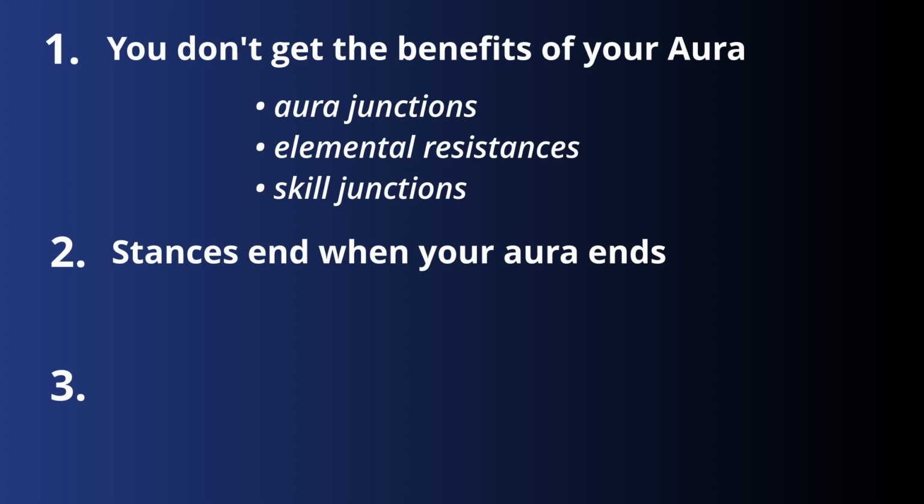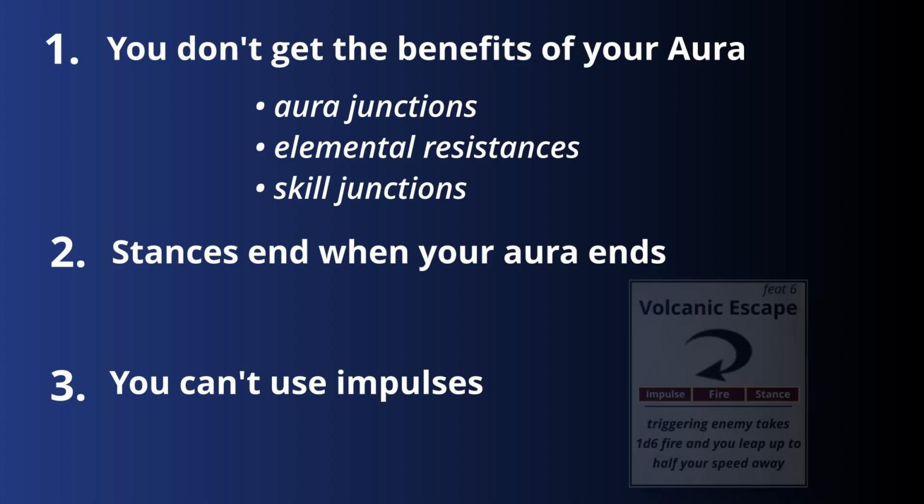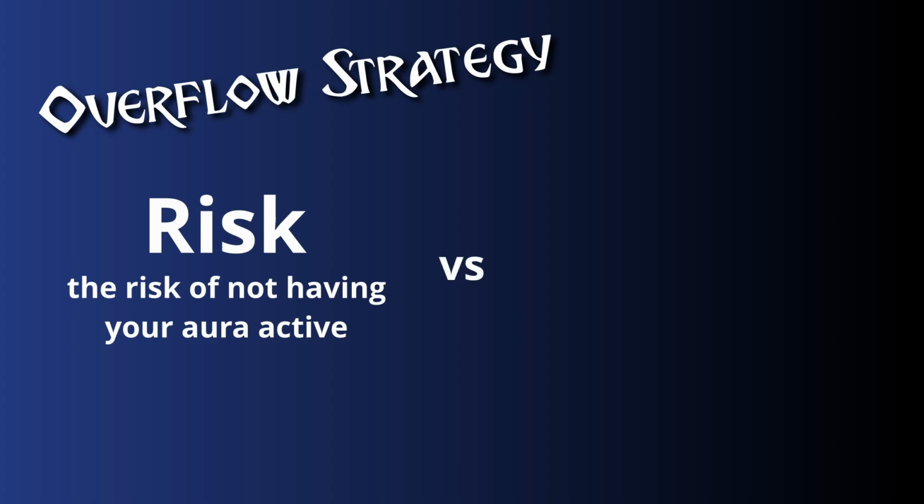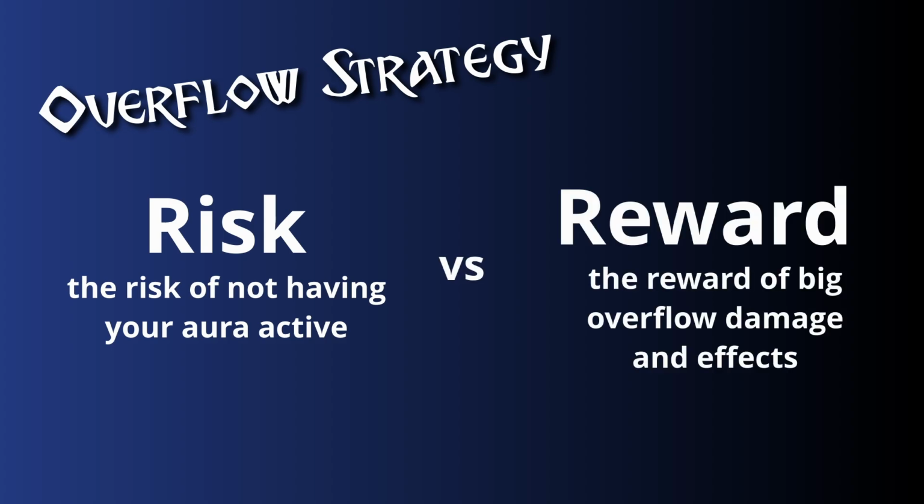And number 3, you can't use impulses. And this means that you can't use those damage mitigating impulse reactions. And those reactions are awesome, so you're not going to be able to do those. The strategy with overflows just comes down to weighing the risk of not having your aura with the reward of the bigger effects of the overflow.